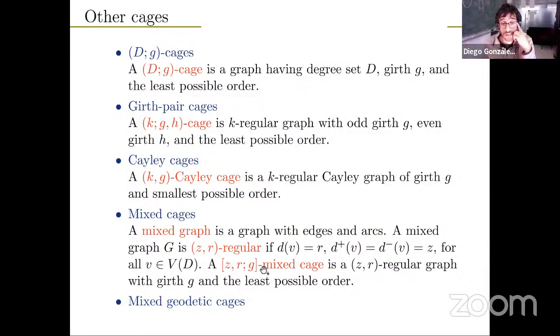And a zeta-regular mixed graph is a mixed cage if it's a zeta-regular graph with girth G and the least possible order. And they can also define the mixed geodetic cages that are mixed graphs that are also K-geodetic cages. And there are a lot of generalizations. In fact, you can think of a property like being Hamiltonian and consider regular graphs with girth G that are also Hamiltonian and have the smallest number of vertices.